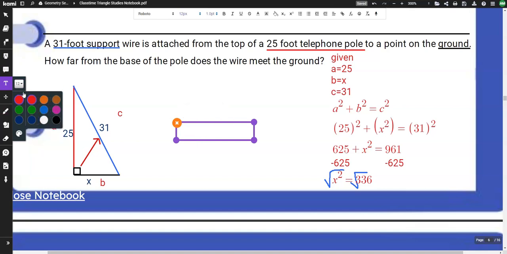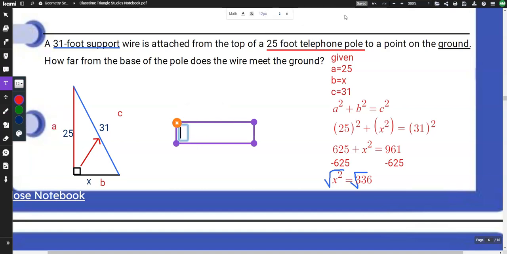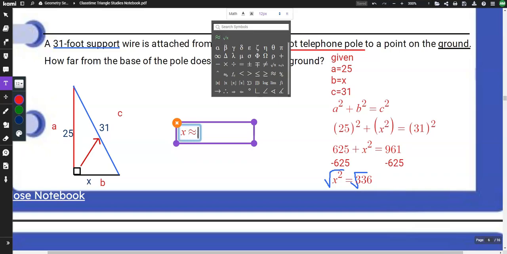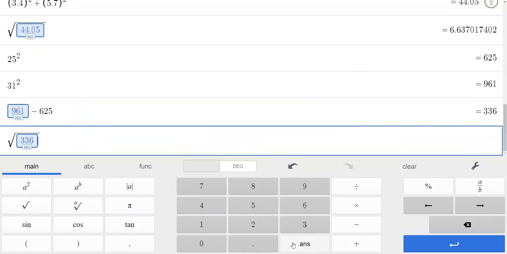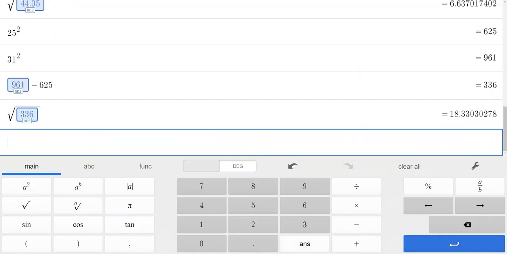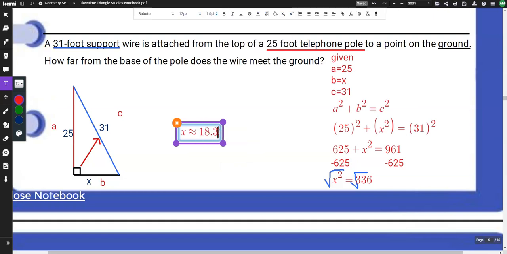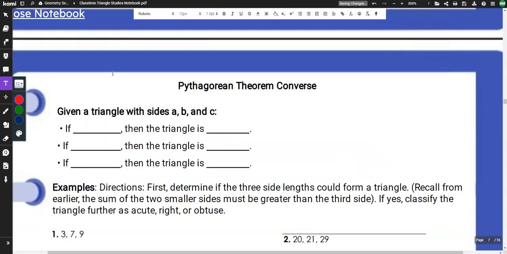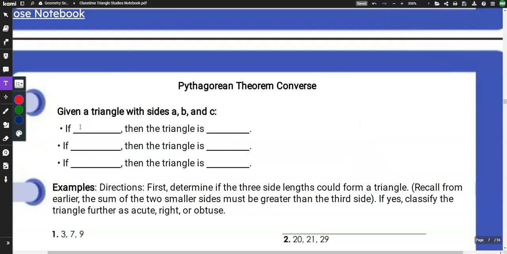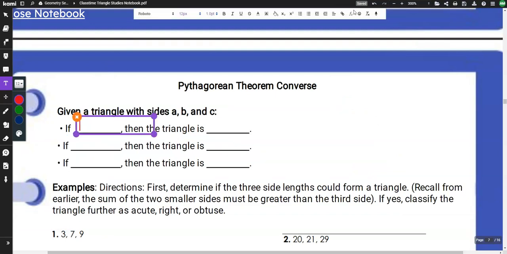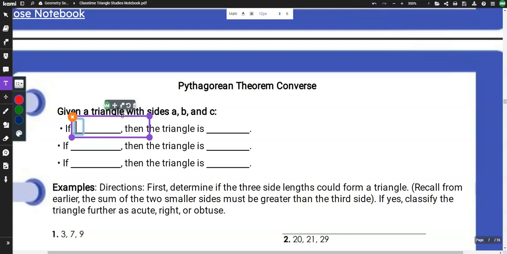And that's going to give me that x is approximately 18.3. And again, it is feet. Now, anytime we teach you how to do something in math, we usually teach you how to go backwards as well. So now we can use this information to determine if three random numbers can be a triangle that is a right triangle. And we can also use this information to determine if it's an acute or an obtuse triangle.